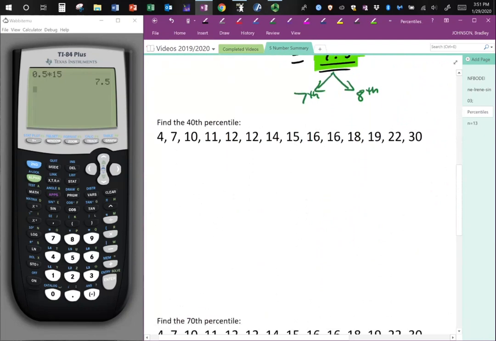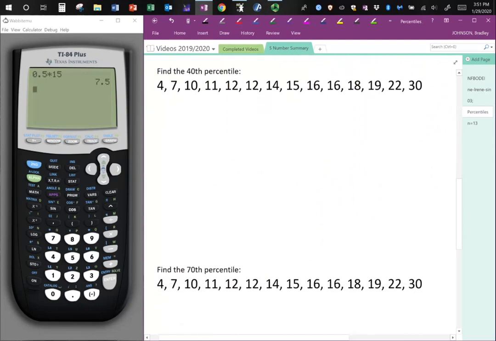Let's go to another example. Find the 40th percentile. Notice the 40th percentile isn't on one of those nice quartiles, so you definitely need to use the formula here. I would be equal to K over 100, times n plus 1. Now this is the same data set that we had before, so I know n is still 14. K now is 40, and you multiply by 15.